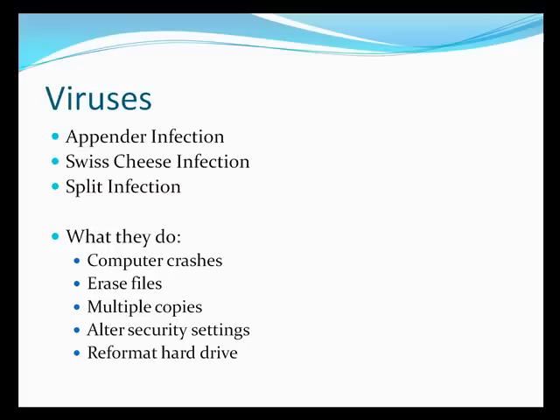And the last of the major virus types is called a split infection. What happens here is that a virus is actually split into a bunch of small parts. And this makes it much more difficult to identify them as a virus, because once they're split up into small parts, antivirus programs have a tough time identifying them as actually being a virus.